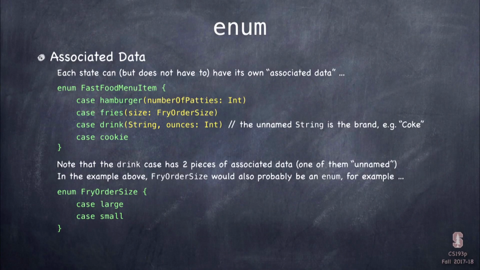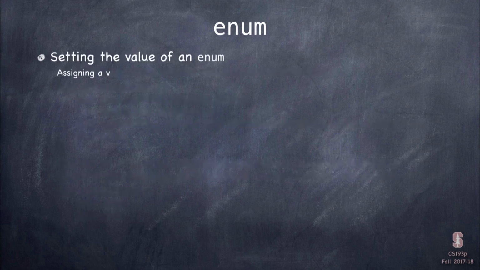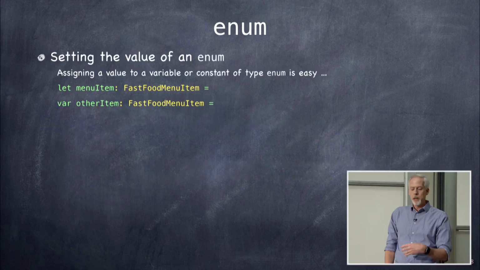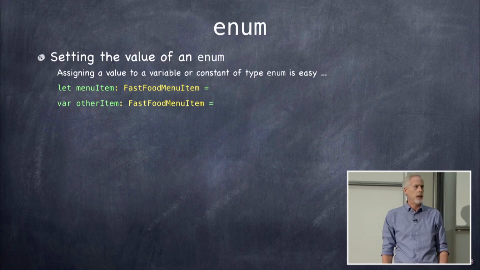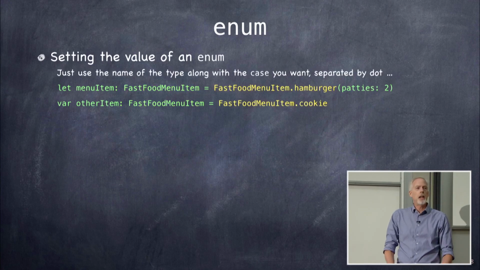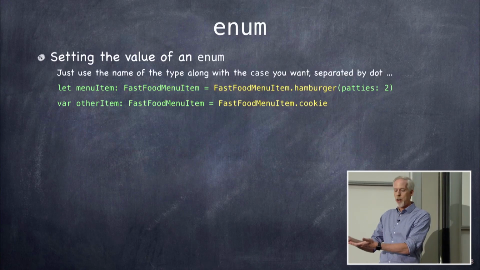Now, the names here don't matter that much because when we extract this information, we're going to be able to give it our own name anyway, kind of like tuples. In fact, these look a lot like tuples, don't they? These little associated datas, they're kind of like tuples because you can have as many of them as you want. You specify the type, they have names, they're super simple, and they look very much like tuples, okay? So this is what it looks like to declare an enum with associated data. Now, how do you assign an enum? So here are 2 variables, one called menu item, one called other item. They are of type fast food menu item. That's their type. And so I set them just by saying fast food menu item dot the case I want.